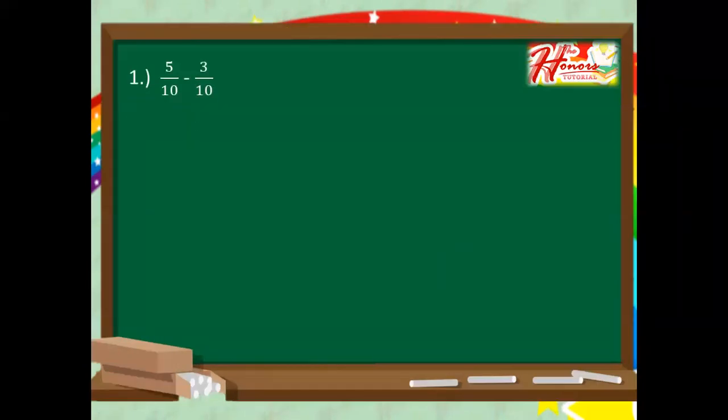Number 1, we have here 5 over 10 minus 3 over 10. So in order for you to solve for this, since this is similar fractions, please subtract the numerator. So we have here 5 minus 3, that is equal to 2. And then copy the denominator, which is 10. The question is, is this the final answer?